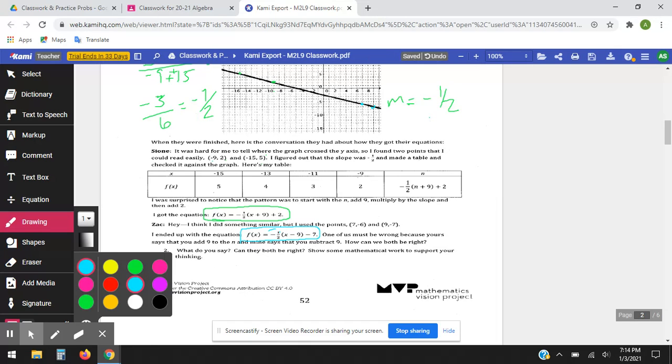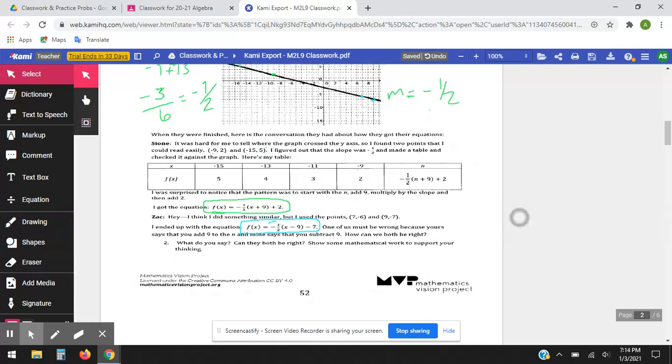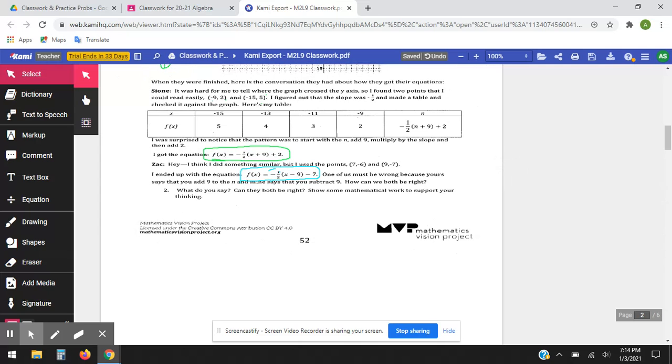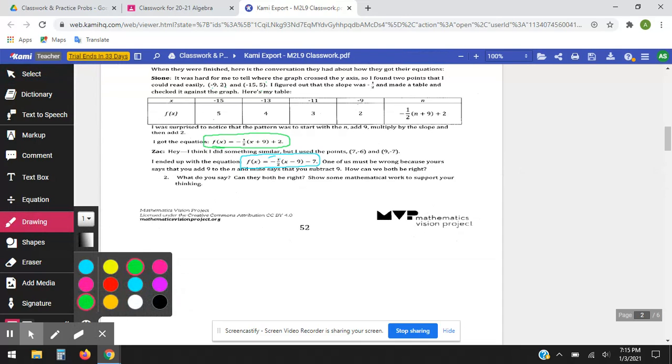They said one must be wrong because yours says you add 9 to the end and mine says you subtract 9. How could they both be right? Well, can they both be right? Are they both right? Let's take a look at this. If we simplify each of these, let's see what we get. So we'll start with Sion.